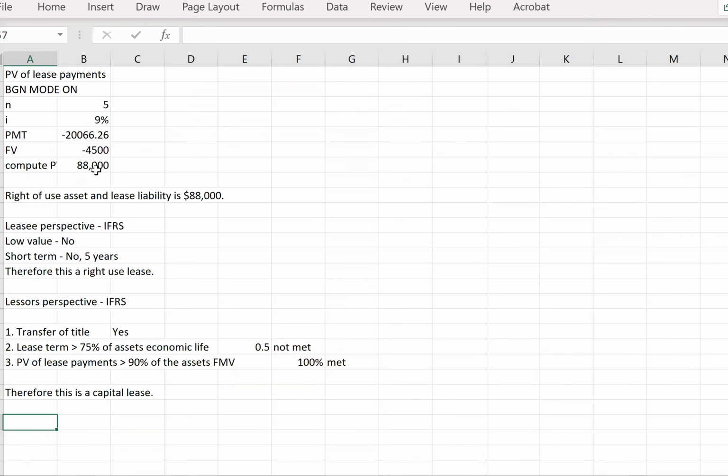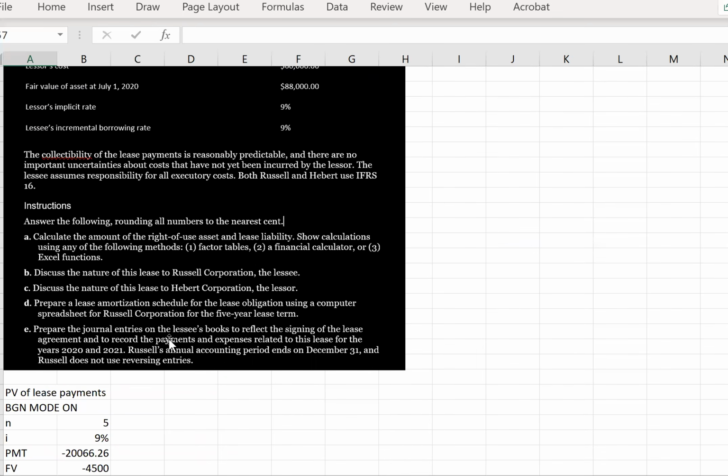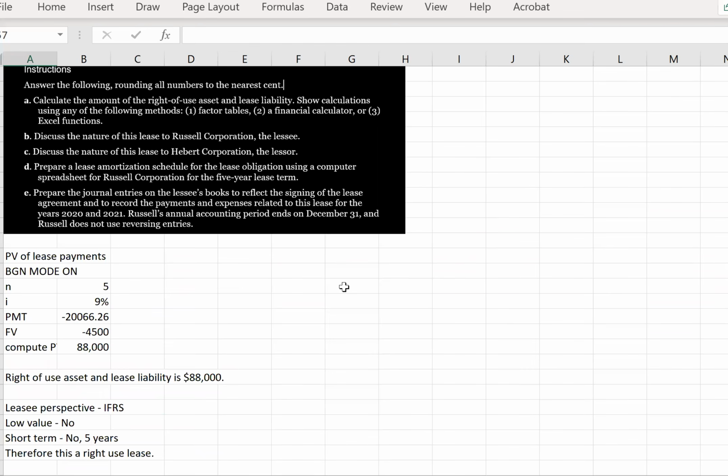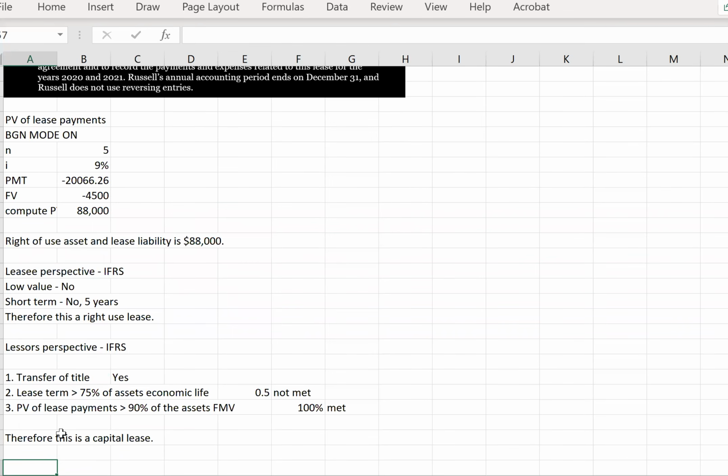We also have to assess the revenue recognition criteria under ASPE, which would be whether collectability is reasonable or there's any additional payments that the lessor can't estimate. And right here, we're told that the collectability is predictable and there are no important uncertainties about costs. So we know that those are not going to be an issue. So we know that it's going to be a capital lease.